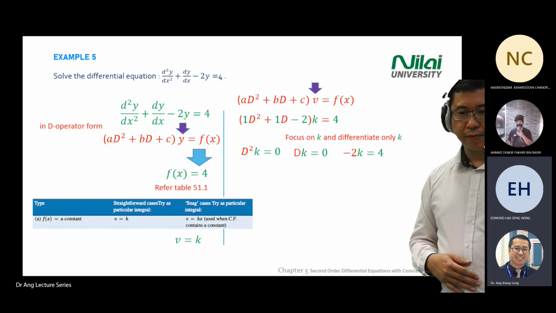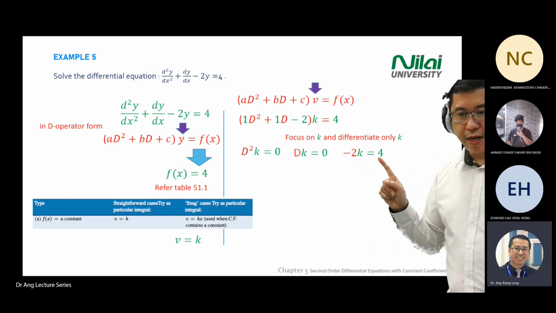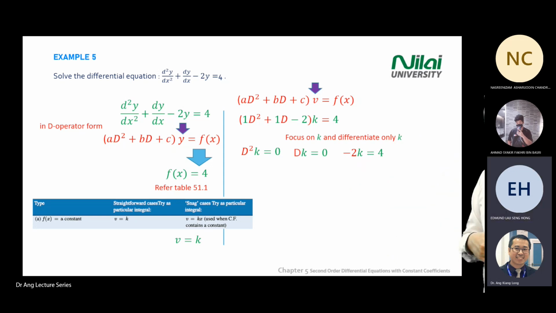Minus 2. So you just take minus 2, divide 4 divided by minus 2, you get minus 2.